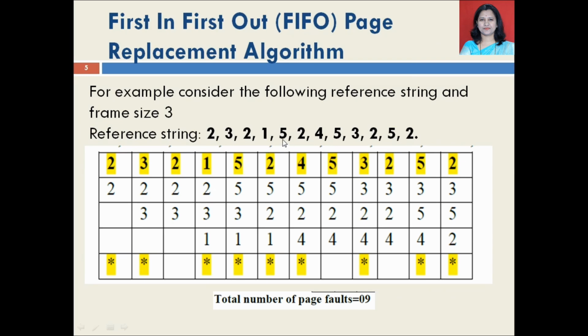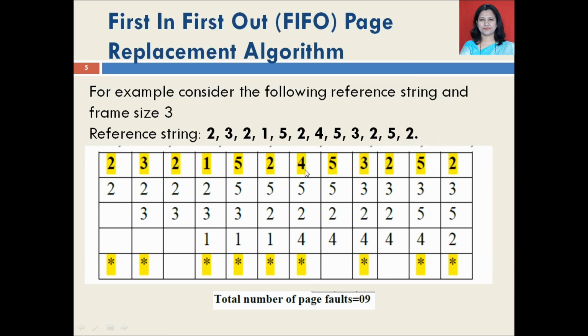Now what is the next page that we have to insert? It is a 5, okay. To put the 5, we have to replace the oldest page, okay. Among the 2, 3, 1, which is the oldest? The oldest is the 2. So the 2 will get replaced, okay, and 5 will get placed there. So it will become 5, 3 and 1, okay. Now the next page is 2, okay. To place the 2, we will replace the 3, okay. So it will become 5, 2 and then 1, okay.